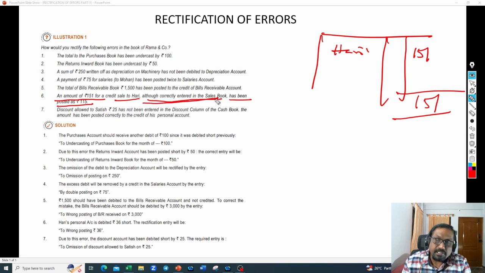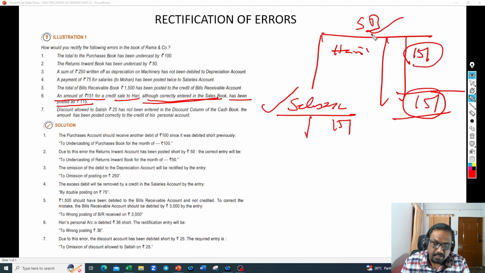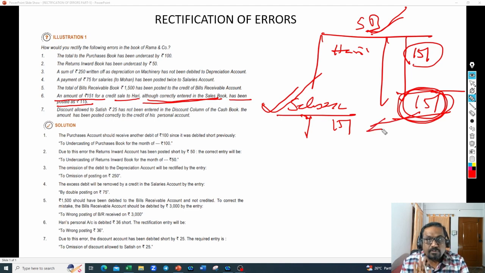Although it is correctly entered in sales book, that means sales book is correctly entered and totaled correctly, and it would have gone correctly to sales account as 151. So there is no issue here in sales account. There is no issue here in sales book. This is subsidiary book, this is ledger. Subsidiary book it posted correctly, and sales account also got posted correctly. How do you say sales account got posted correctly? It goes based on the total value. As long as the total is correct, it will go correctly to sales account. So the assumption is this 151 got posted correctly.